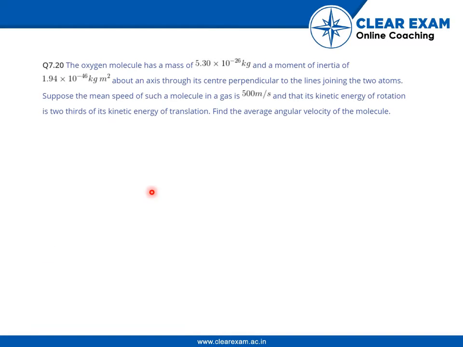Welcome back. The question is: the oxygen molecule has a mass of 5.3 × 10^-26 kg and a moment of inertia of 1.94 × 10^-46 kg m² about an axis through its center perpendicular to the line joining the two atoms. Suppose the mean speed of such a molecule in a gas is 500 m/s and that its kinetic energy of rotation is 2/3 of its kinetic energy of translation. Find the average angular velocity of the molecule.